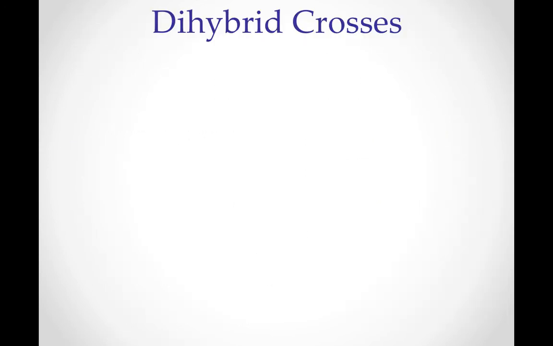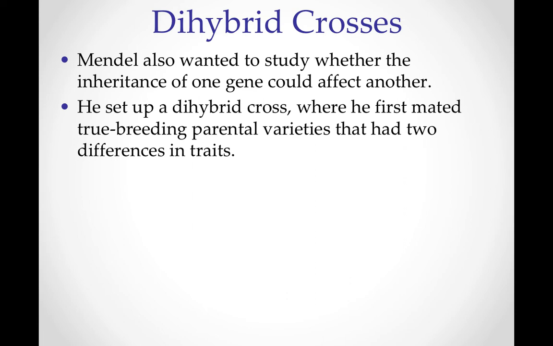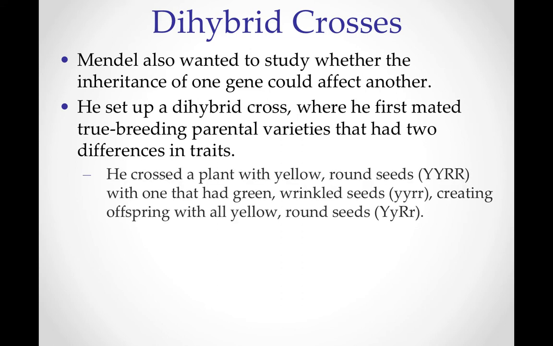A dihybrid cross. So now we're getting a little more complex. We're having 2 traits. So he set up a dihybrid cross where the first mated true breeding parent varieties had 2 different traits. So a dihybrid cross has 2 different traits. He crossed a plant with yellow and round seeds with one that had green wrinkled seeds, creating an offspring of all yellow and round seeds. We're going to draw this out when we look in class tonight. Okay.